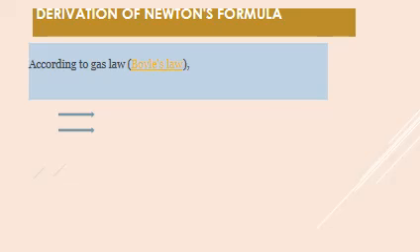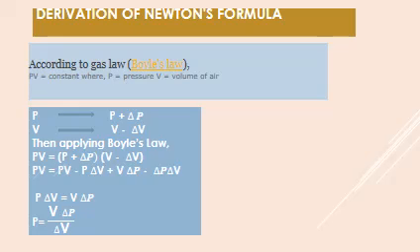Now, derivation of Newton's formula. According to Boyle's law, PV is equal to a constant, because we can see a relation between pressure and volume when temperature is constant. As you have seen in the previous slides, the pressure is changed from P to P plus delta P, so the volume will be changed from V to V minus delta V. If I am increasing the pressure for the compressions, then the volume will be decreased.